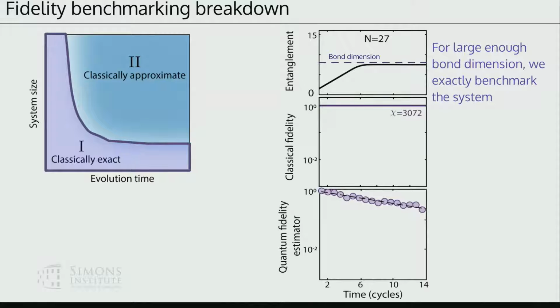For instance, here's an n equals 27 size system. For this size system, we can use a large enough bond dimension, something like 3,000, where we can exactly capture all of the entanglement growth of the system. So the entanglement growth calculated numerically is this black line, and the bond dimension cap is this purple dashed line here. It's always greater than the entanglement, so that means that the classical fidelity is always 1, and the quantum fidelity estimator decays largely exponentially, as you might expect.